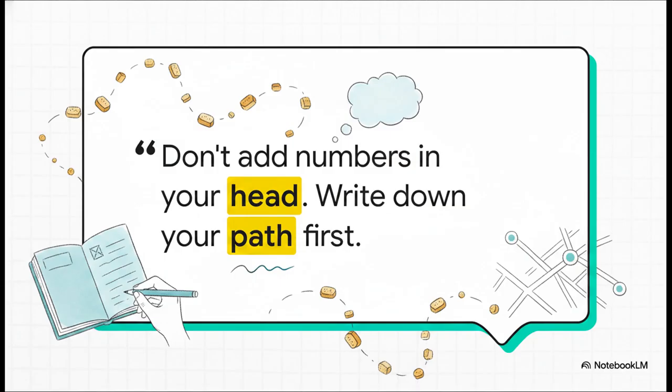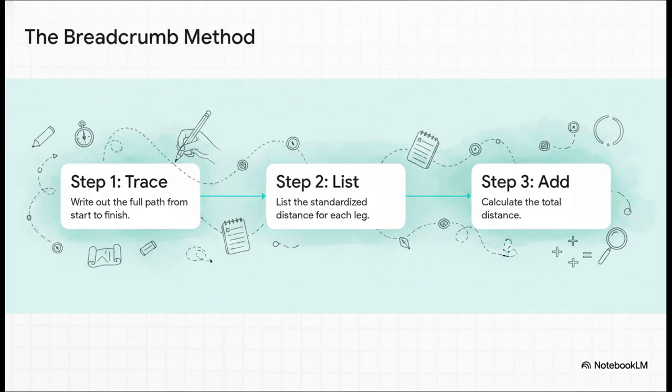The trick is to get organized. Write down the path step by step, almost like you're leaving a trail of breadcrumbs to follow. The method couldn't be simpler. First, trace the whole path you're considering. Second, list out the distance for each individual leg of that journey, using our nice standardized units, of course. And then, only as the very last step, do add them all up.